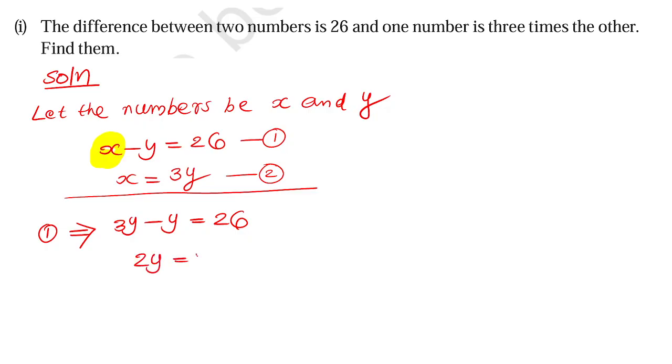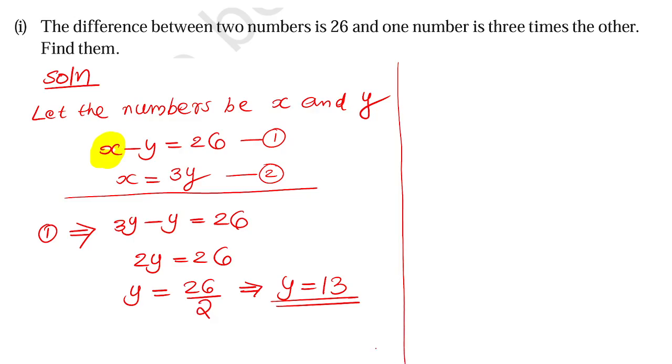2y equal to 26. y equal to 26 by 2, or y equal to 13. y equal to 13. What is x? x equal to 3 into y. 3 into 13, 39.